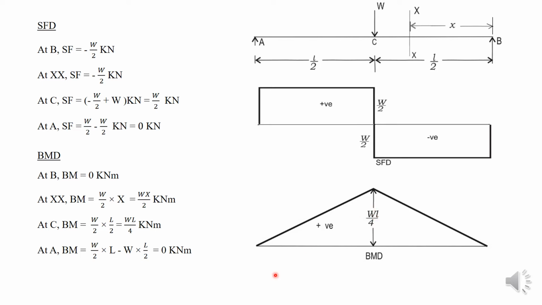Then the value of bending moment at A is 0. So then you can join by this WL by 4 and 0. So this is the bending moment diagram of a simply supported beam with the point load at the center. Okay.